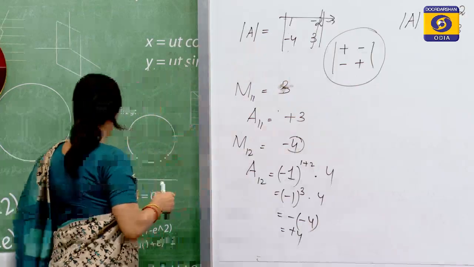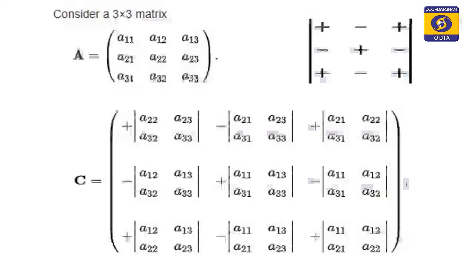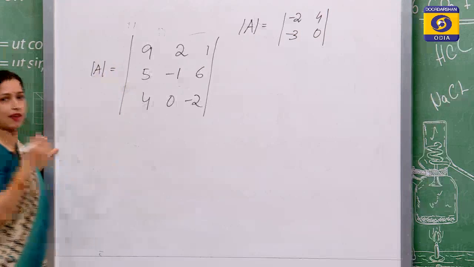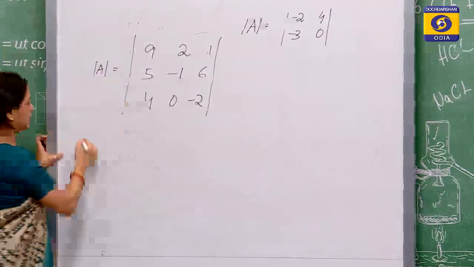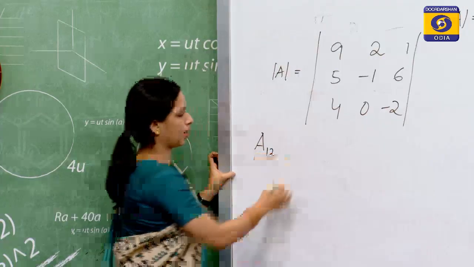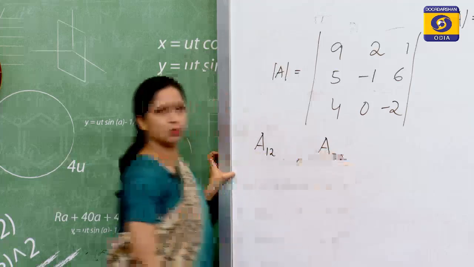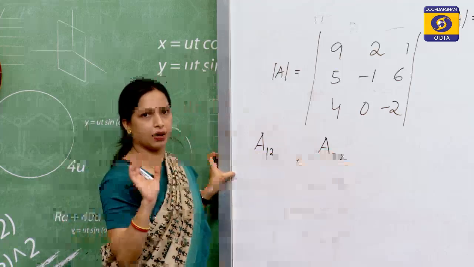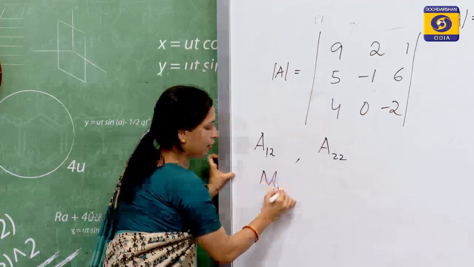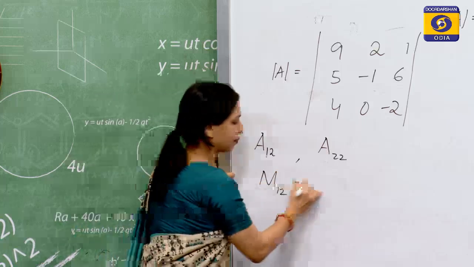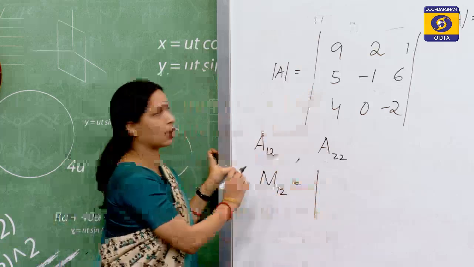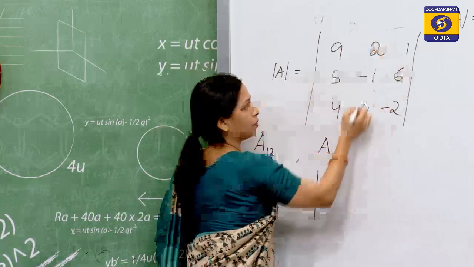Now, let us find out the minor and the cofactors of an order 3 determinant, right, order 3. So, this is the order 3 determinant, right. Now, let us say I have to find out the cofactors of, let us say, 1, 2 and 2, 2, that means A12 and A22. So, let us start with finding out the minor, right. So, minor of A12 will be what? First, we need to select the element. So, element 1, 2 means row 1, column 2. So, row 1, column 2, that means 2.